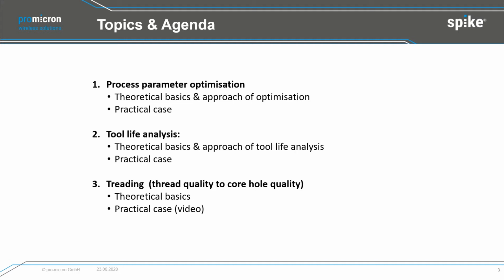So the first topic is process parameter optimization. The second one is tool lifetime analysis, and the third one is threading, because we didn't discuss threading at all during the last meetings, and it's a very general, very often used monitoring application for mass production, so this is also very important.